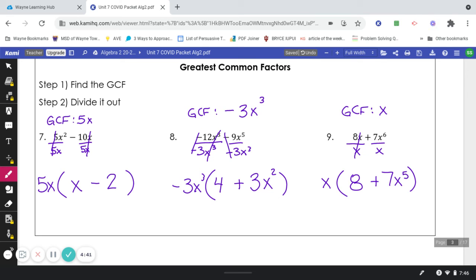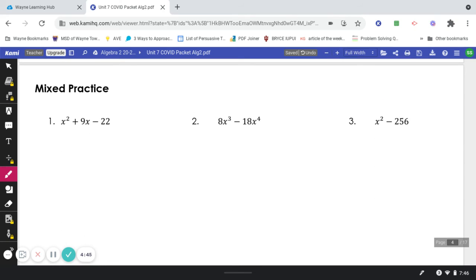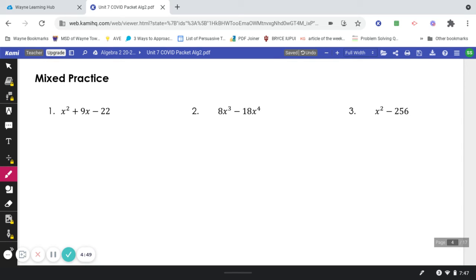On the back side, you have some mixed practice. So what I would suggest doing is pausing the video and trying these 6 problems. Do as many as you can. That's going to give you the practice you need in order to get really good at this. When you're done, hit play on the video and see how you did.